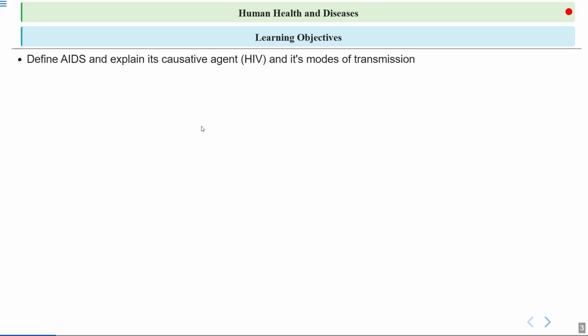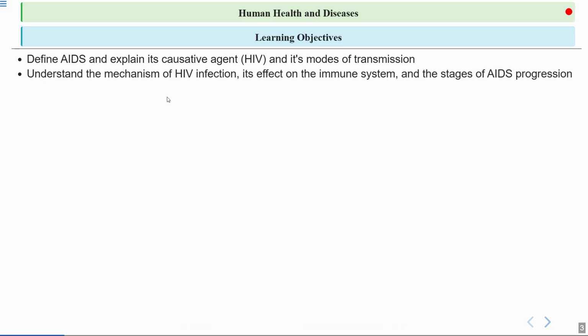So today we'll be talking about AIDS. So we will understand what is AIDS, and we will also talk about the causative agent, which is HIV, and what are the modes of transmission of AIDS, which is a sexually transmitted disease. We'll also talk about cancer. We'll understand what cancer is and how it can be prevented. What are the treatments of cancer? We'll talk about this. Okay, clear?